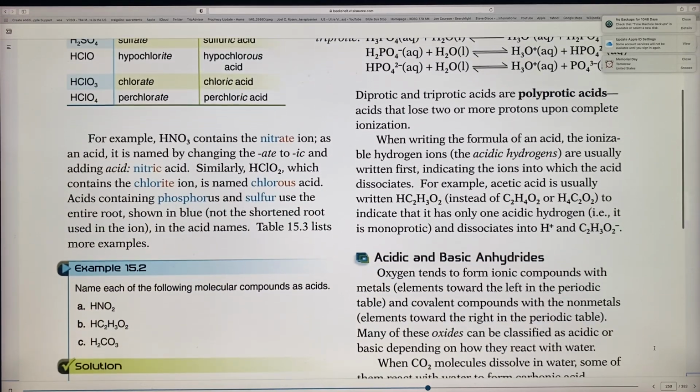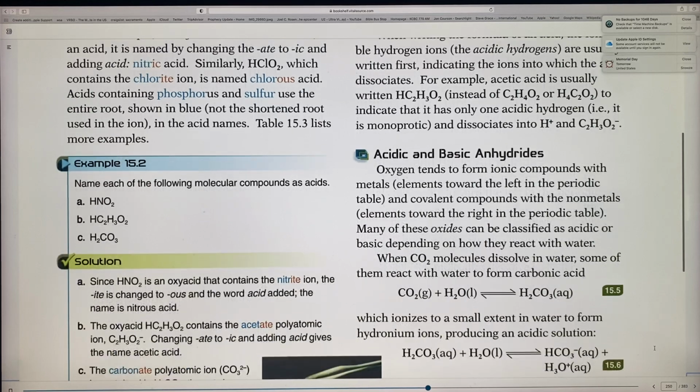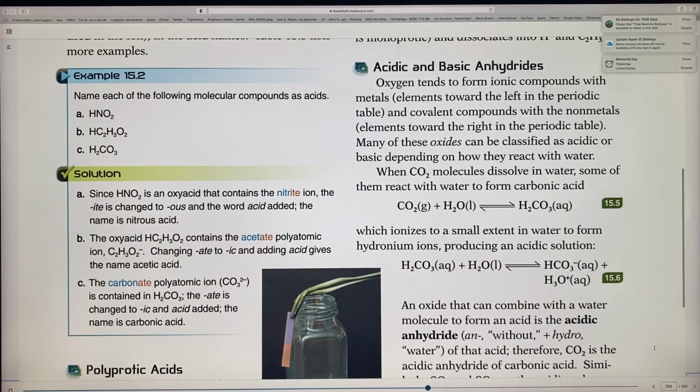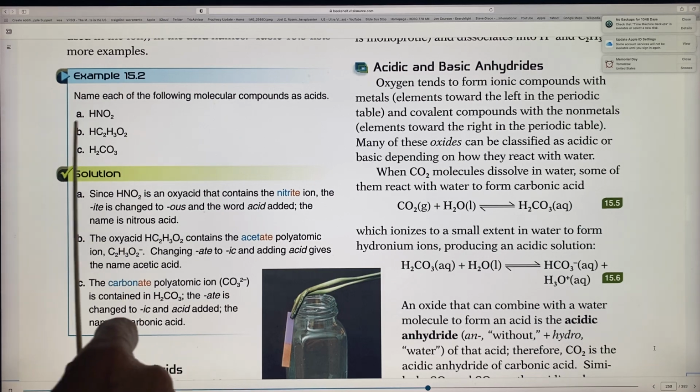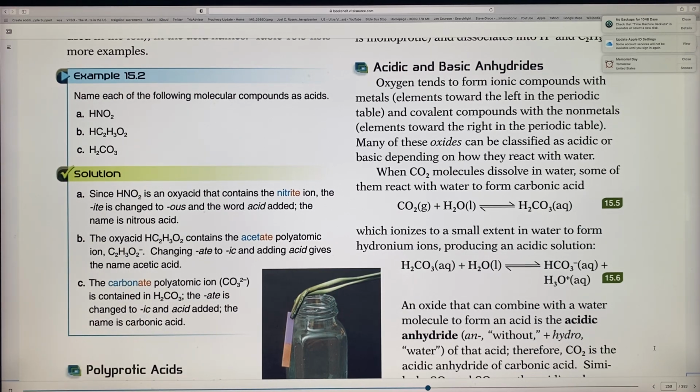So now let's go on to the example, because this is probably going to be on your quiz maybe. You want to name each of the following molecular compounds as acids. In these, you're going to have to go back to that table to find the name if you don't know it, because these all look like polyatomic ions. We look back and find the name in that table on page 40. I'm not going to go back there because it'll take me a while to go all the way back.